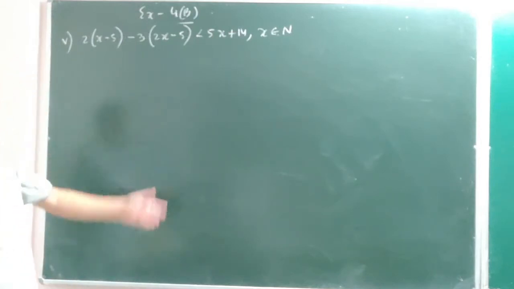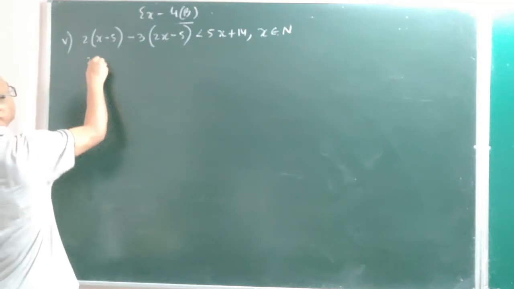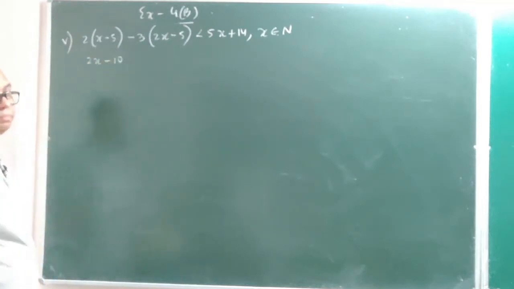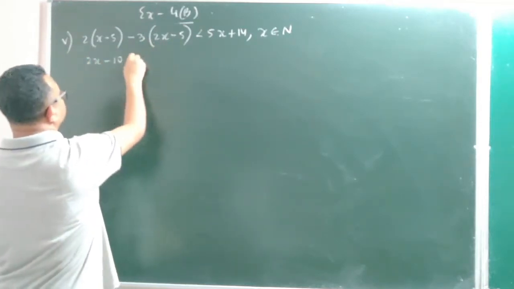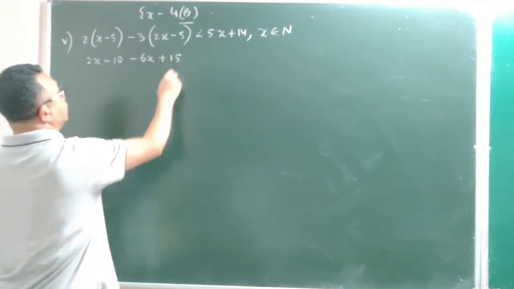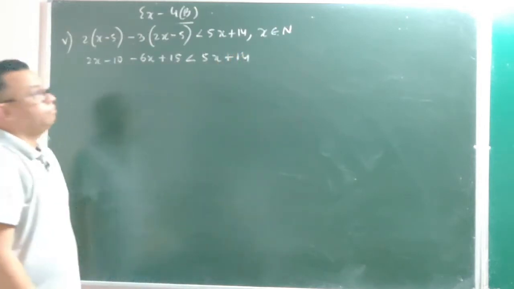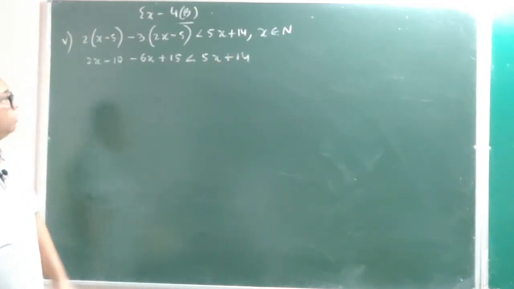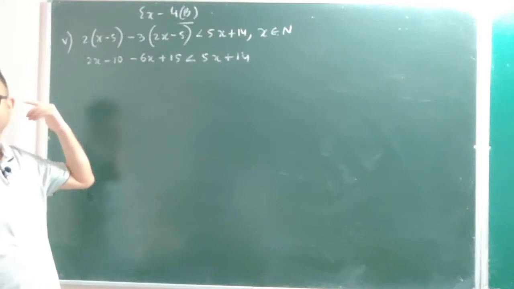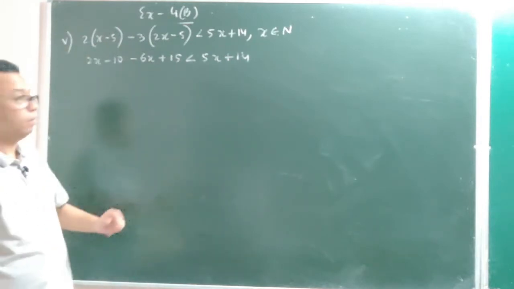Okay, now first let me open the bracket and see what happens. This is 2 into x is 2x minus 10. Then you have minus 3 into 2 is minus 6x. Then minus into minus is plus, it is 15. Then less than, this is 5x plus 14. Now let me bring all x on one side. Let me bring all x on the left side, and all numbers I am going to transfer towards the right side. Now let's see then.